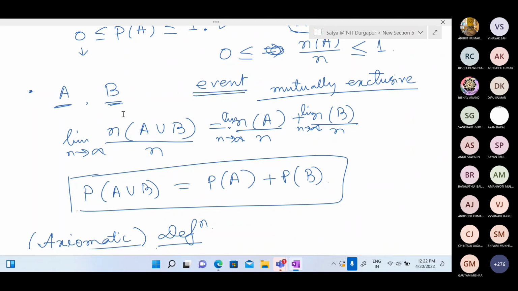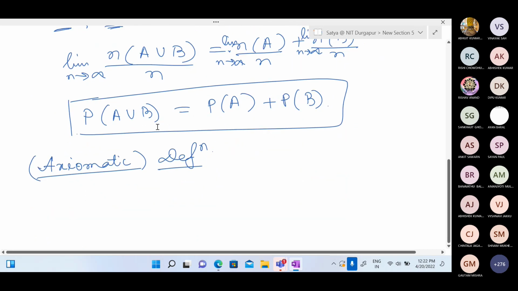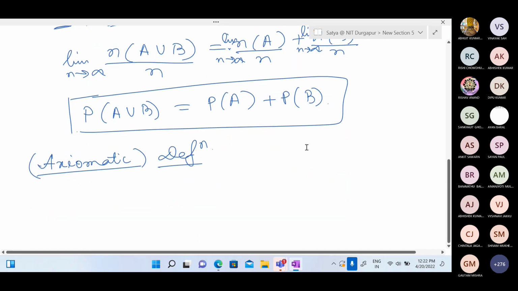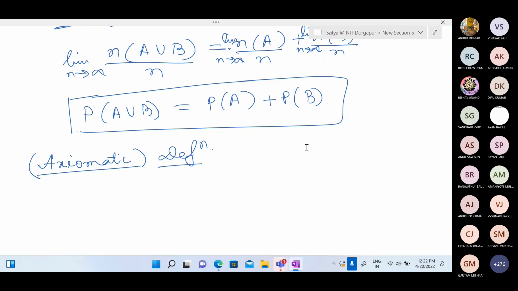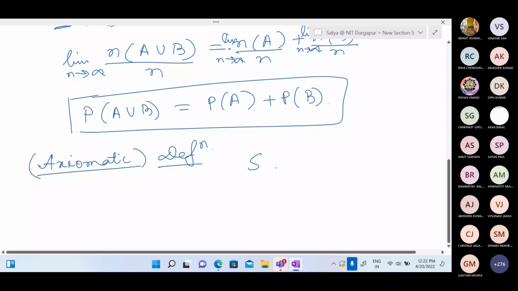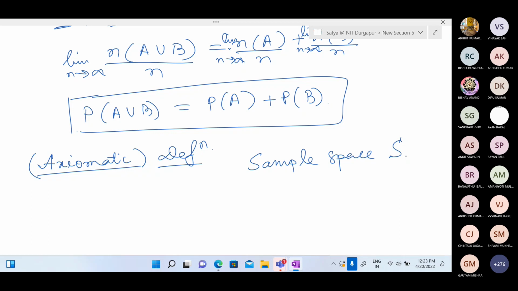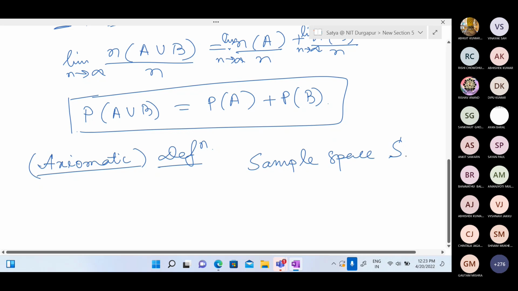Now, the axiomatic definition. Suppose S is the sample space, which you are familiar with. Sample space means the total number of things that can happen in the experiment. What is the total output? We can think of it like this.